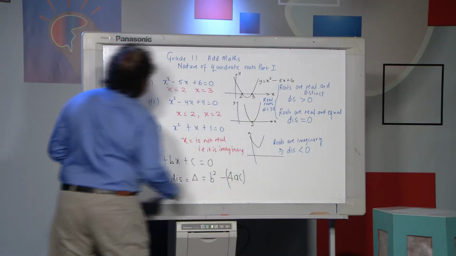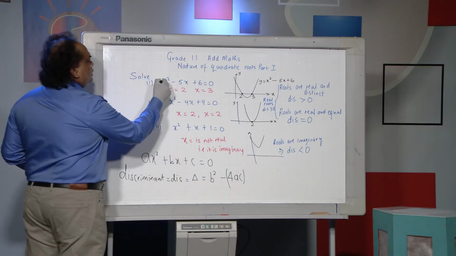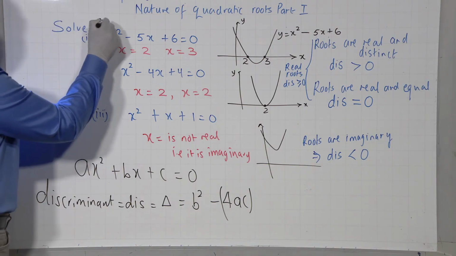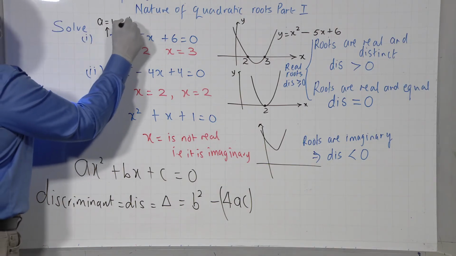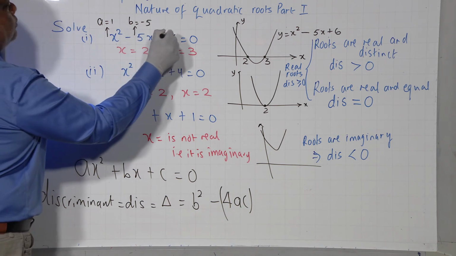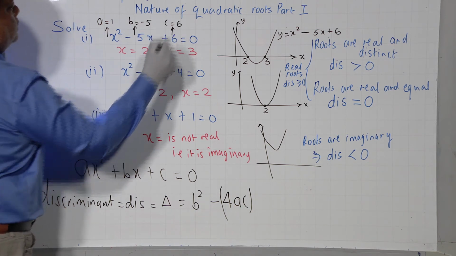If you do it, what is a here? A is 1. What is b here? Minus 5. What is c here? 6.